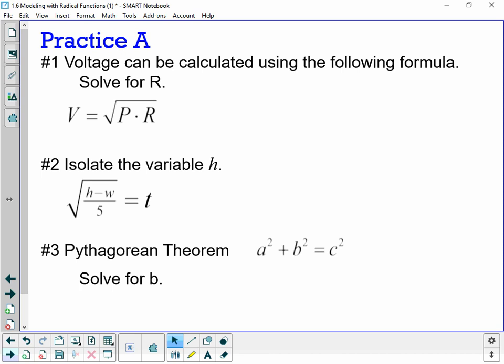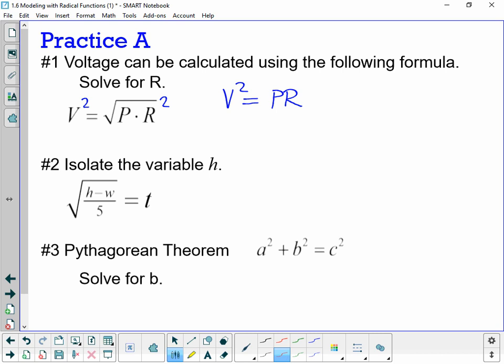The voltage equation, V is equal to the square root of P times R. And all of these in class the students worked on solving on their own. I'll show you a couple of them quickly. So on this one you would start by squaring both sides. So now you have V squared equals PR. And as we're trying to solve for R, we would then divide by P to get the equation R is equal to V squared over P.